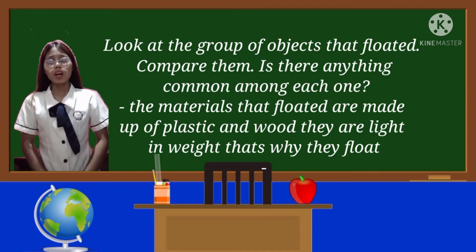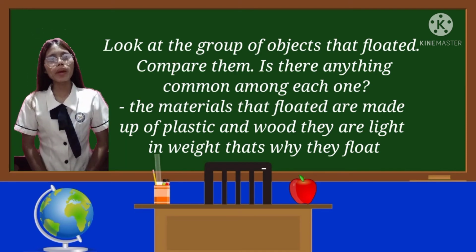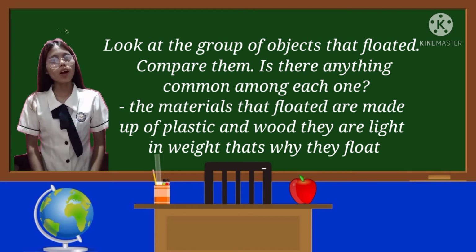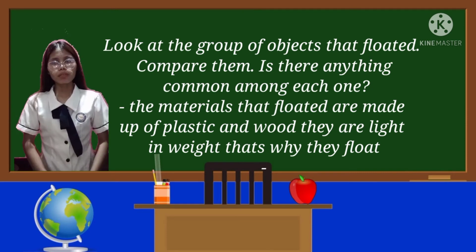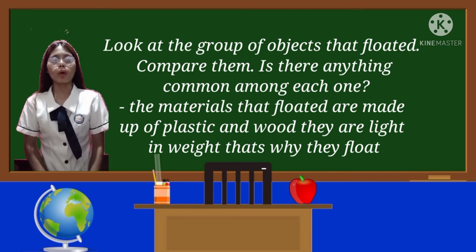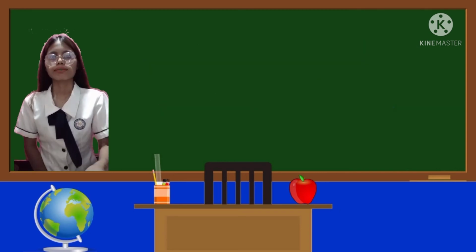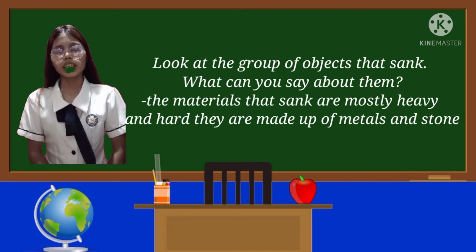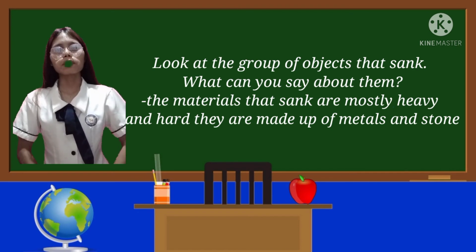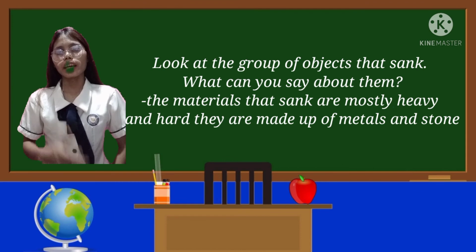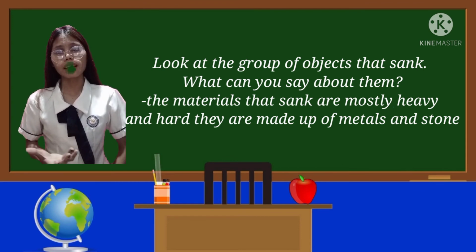Look at the group of objects that floated. Compare them. Is there anything common among each one? The materials that floated are made up of plastic and wood. They are light in weight and that's why they float. Look at the group of objects that sank. What can you say about them? The materials that sank are mostly heavy and hard. They are made up of metals and stone.